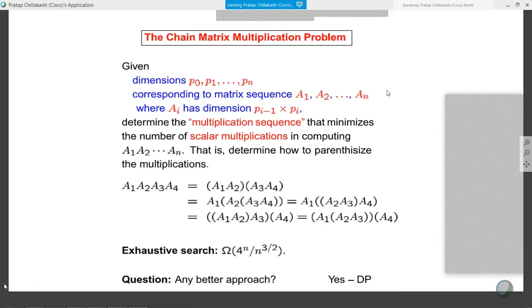Okay. Now, how do we formulate this chain matrix multiplication problem? That is the key question. Sorry about my dogs barking. You probably have seen somebody outside. Give me a second.